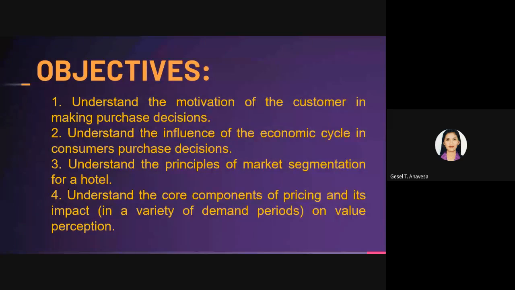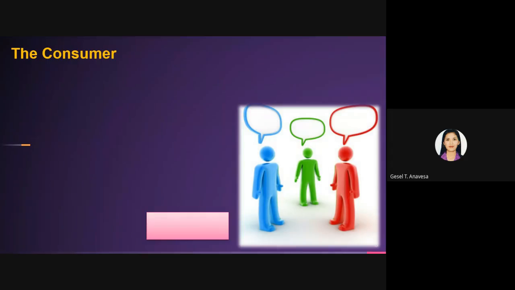So for today's objectives, you are going to understand the motivation of the customer in making purchase decisions. Second, understand the influence of the economic cycle in consumers' purchase decisions. And third, understand the principles of market segmentation for a hotel. And lastly, understand the core components of pricing and its impact on value perception. Now, let us understand the consumer.